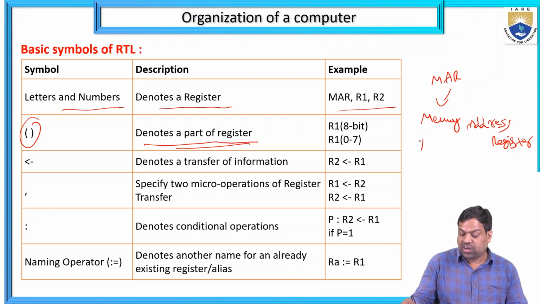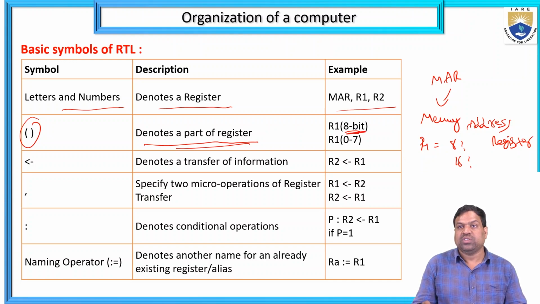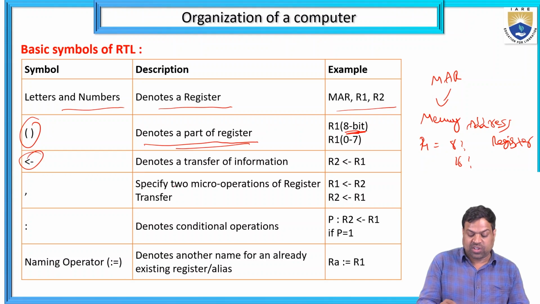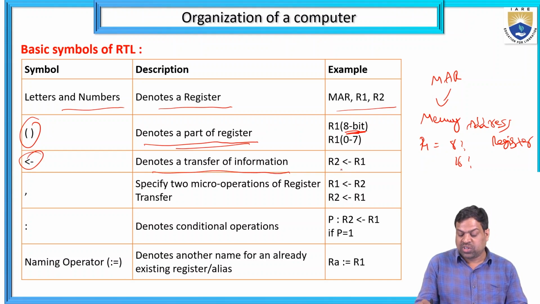Suppose I'm taking here R1. R1 is 8-bit or 16-bit, which one? It will be specified as 8-bit or 0 to 7 bits. It is denoting the length of the register. And the arrow, less than or equal to, denotes a transfer of information. R2 to R1 means the value of R2 is transferred to R1. Commas specify two micro operations of a register transfer. I'm specifying two different registers, R1 to R2, R2 to R1, like this.